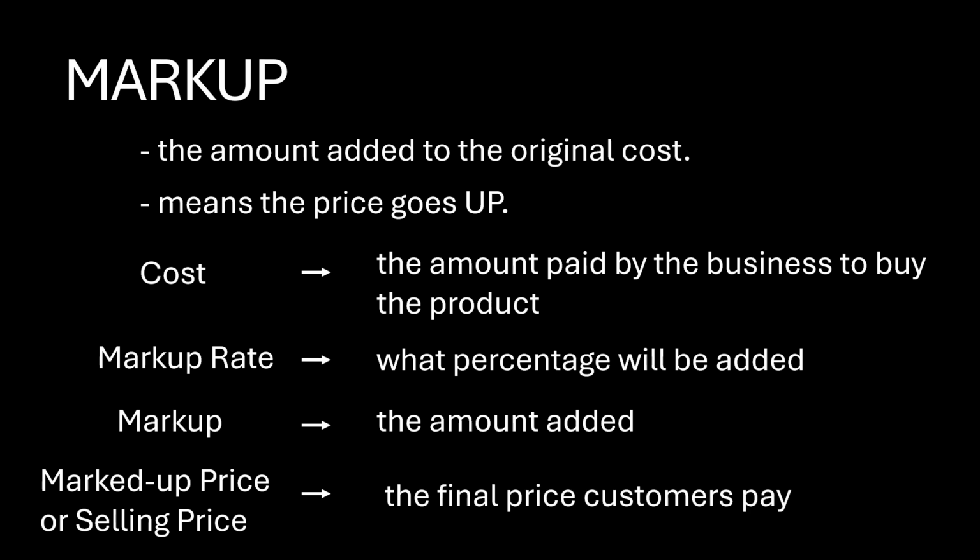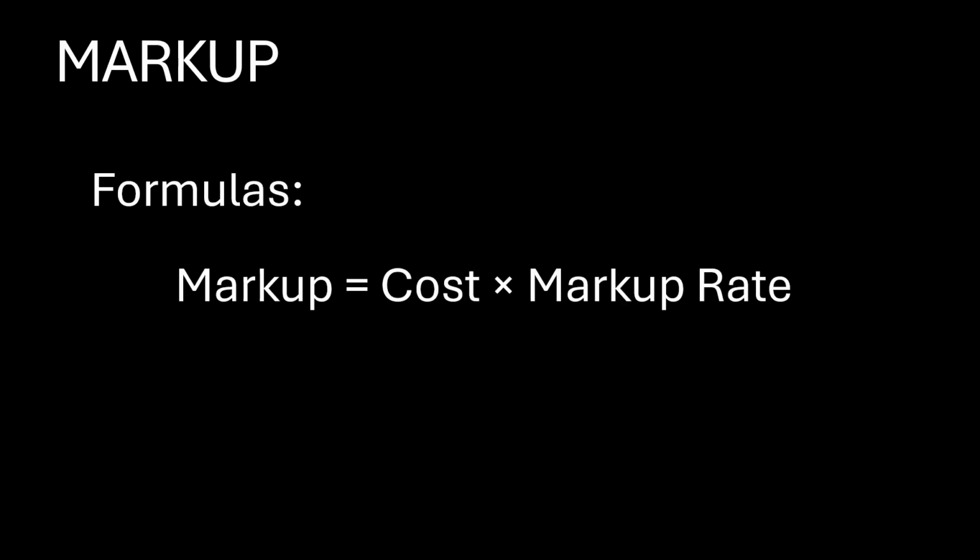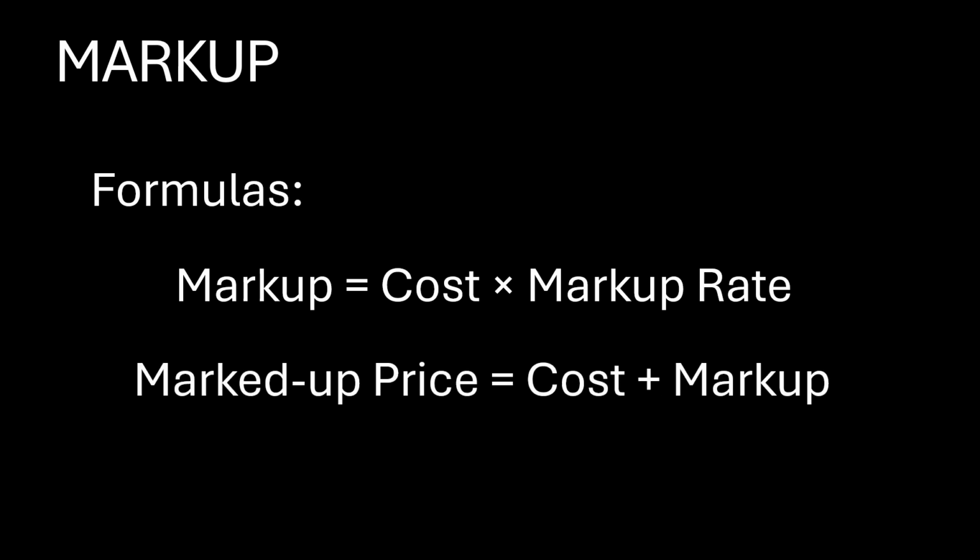Let's write the formulas. Markup equals cost times markup rate. Then, marked up price equals cost plus markup. Notice that finding the marked up price is a two-step process. First, find the markup. Then, add it to the original cost. Later, I'll also show you a shortcut formula.